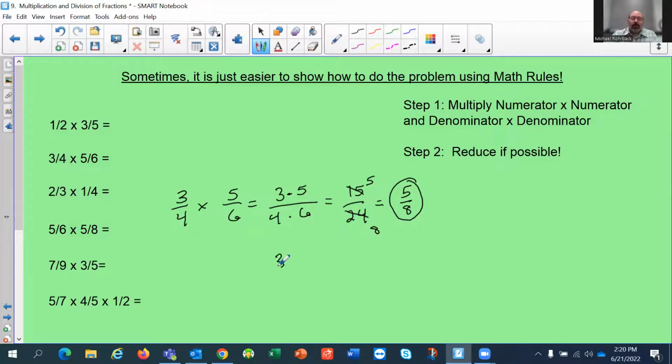We could have done this here though, because right here we have a 3 and a 6, and they both divide by 3. So that would have become a 1, and that would have become a 3.